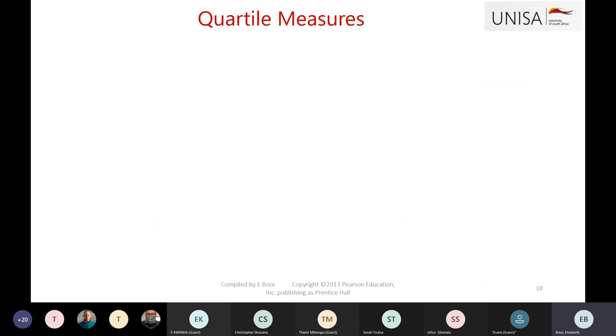Quartiles. Quartiles are also measures of variation because they also tell us how spread out your data is.